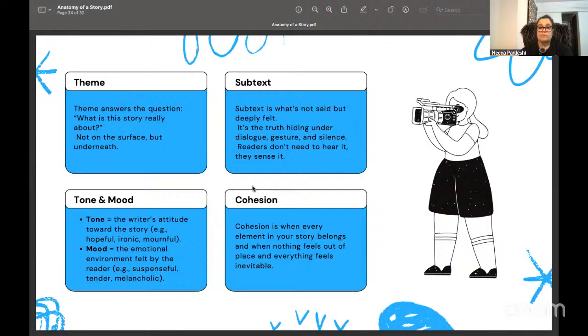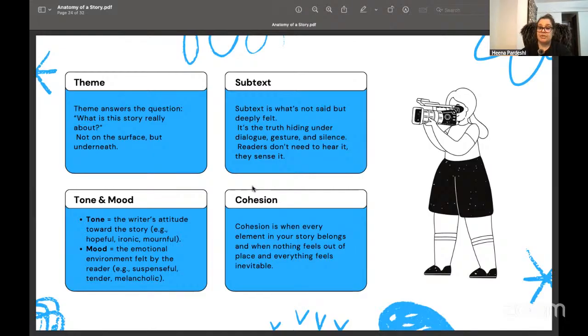Now, let me give you some examples of thematic depth. In The Kite Runner, the surface plot is a boy seeks redemption for betraying his friend. And the deep theme is guilt can be redeemed only through courage. In The Great Gatsby, a man pursues an impossible love on the surface, but the theme is the American dream is an illusion built on longing.